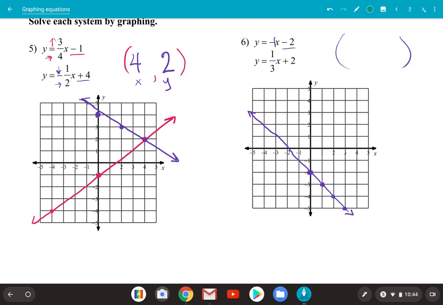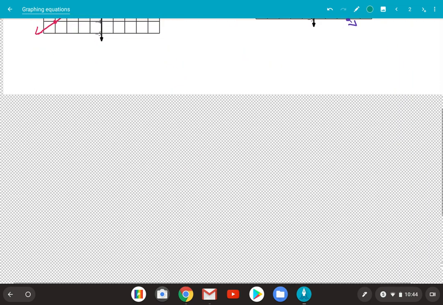Then start at +2. Up 1 over 3. We can always go backwards. We can see that. And we're going to meet right there. So -3, 1. All right.